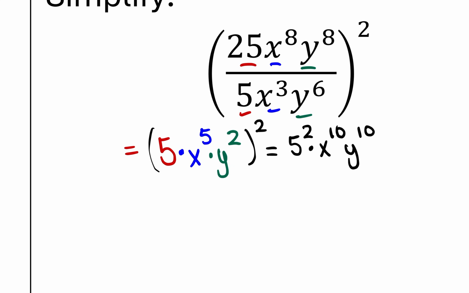And this is going to be simplified to give us what? 5 to the 2nd is going to be 25. So we have 25 x to the 10th times y to the 10th as the final solution.